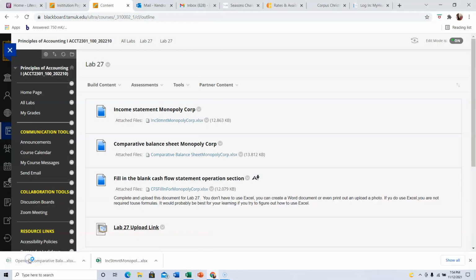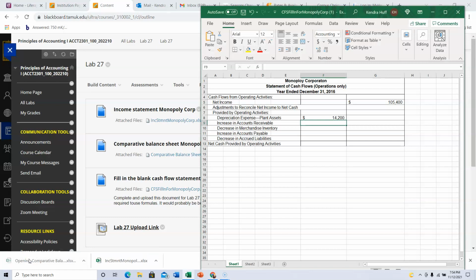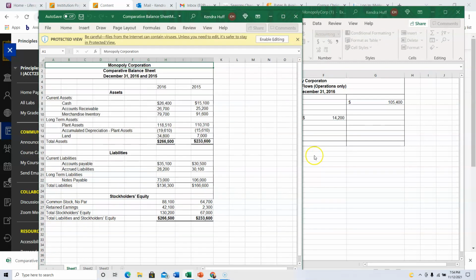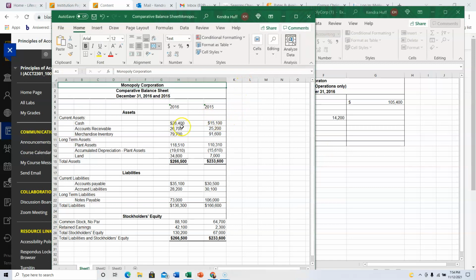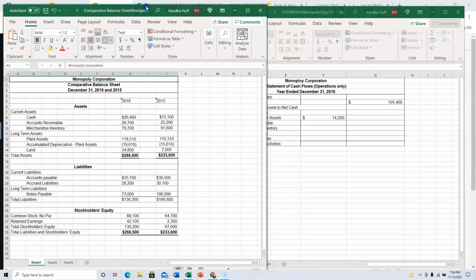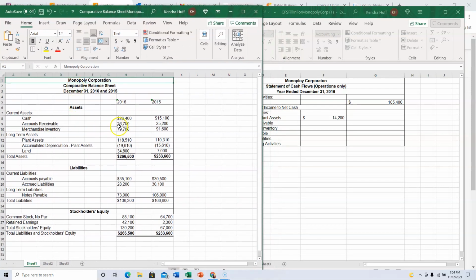All right, then we need the balance sheet because we need to see how much our current assets and current liabilities changed by, other than cash. All right, so we have our balance sheet, and we have 2 years of information. We have 2016 and 2015, so you need to come out here to the side, and you're going to determine the change. All right, so you're going to do equal the number for 2016 minus 2015's.